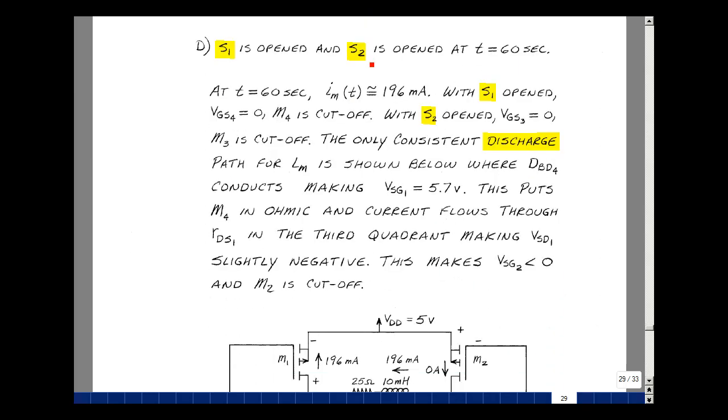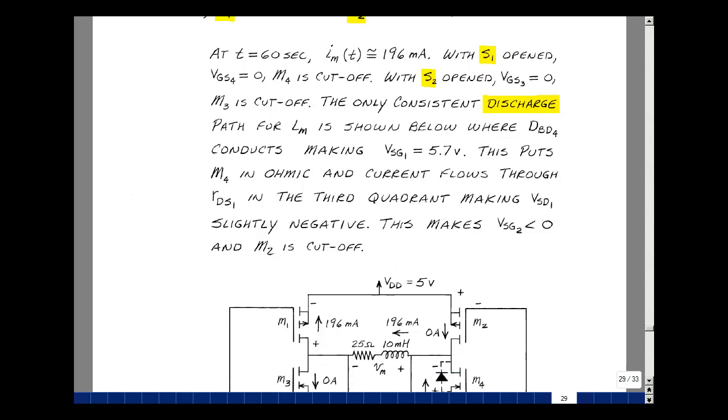We're next going to open switch S2, which was closed before, and keep S1 still open once we get to 60 seconds. Our time constant's approximately 400 microseconds. 5 times that is much, much less than this, so we're going to reach that steady state value of 196 milliamps. Now let me do all this stuff on the drawing, as I did before.